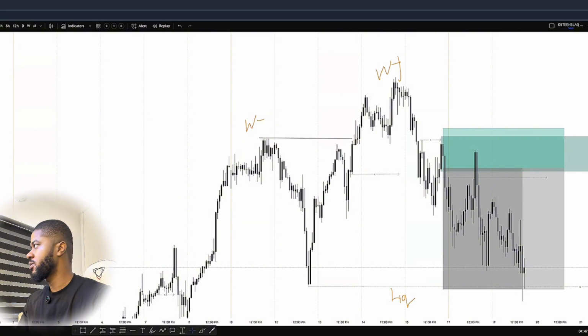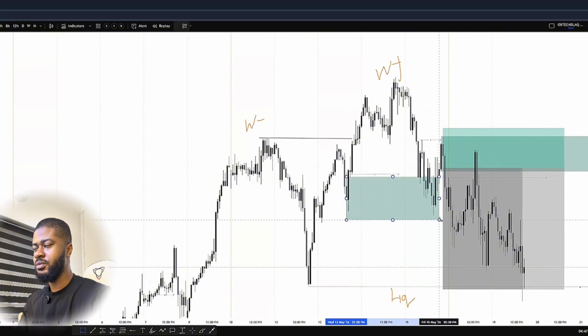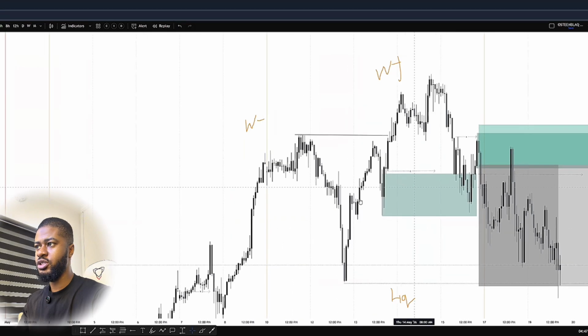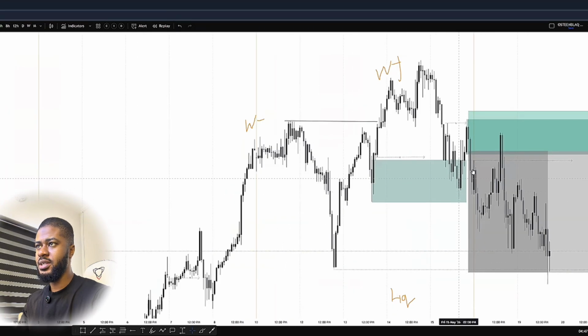As easy as that. But prior to this sell, I was anticipating bullish projection from this area. Okay, I was anticipating bullish projection from this area. But you can see that price gave a reaction, but then price violated it to the what? Price violated it to the downside.